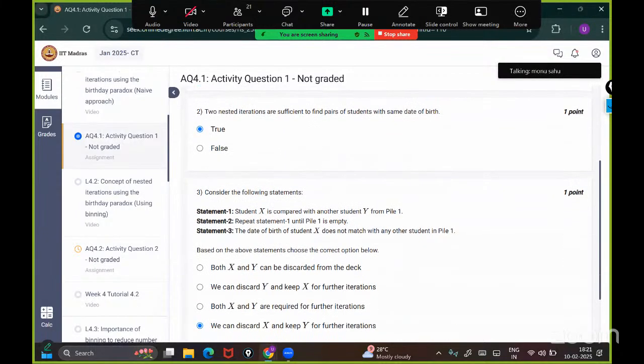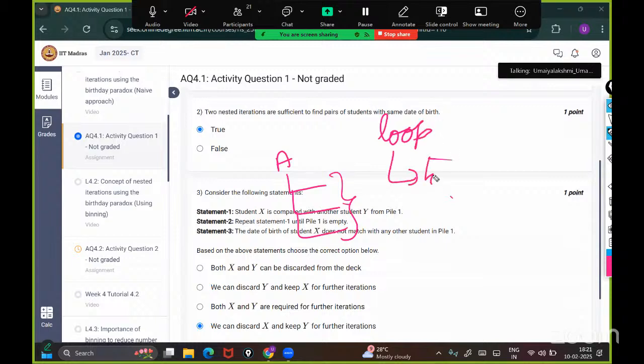Ma'am, nested means complete loop? Nested in the sense of a loop inside a loop. So first I'm taking a loop, inside which I'm checking for one more loop. So there is a nested loop. Suppose there is one nested, it means there are two loops. Minimum two. It's not that it's exactly two. It can be more than two also. Another loop can also be inside this. So two nested means four loops?